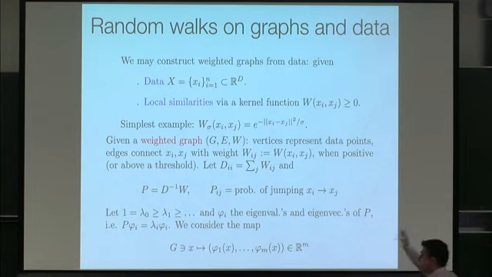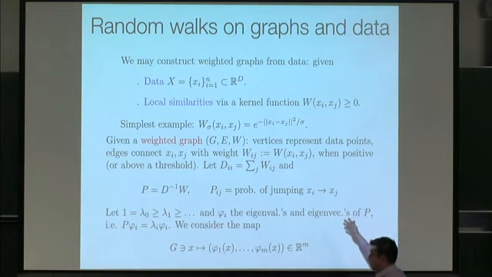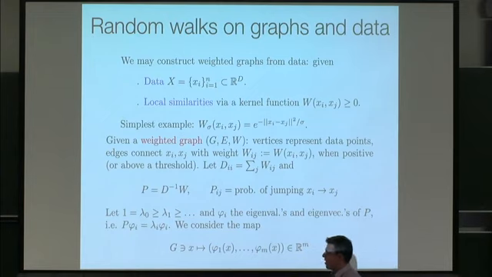This random walk is not quite symmetric as an operator because we normalize by the inverse in front of W. W was symmetric, but P is not anymore. But P is conjugate to a symmetric operator. It has nice real eigenvalues and eigenvectors. I'm going to call the eigenvalues lambda i, the eigenvectors phi i's.